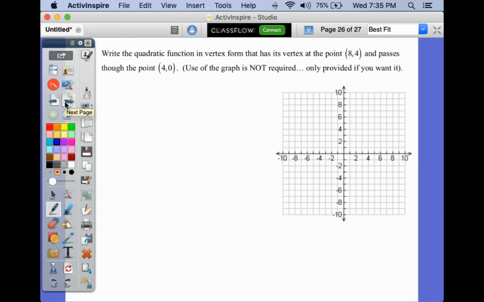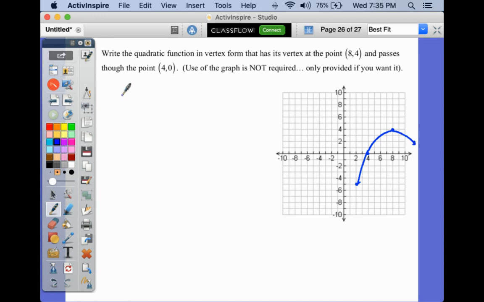Next one, write the quadratic function in vertex form that has its vertex at 8, 4, and passes through the point 4, 0, right there. So I know I've got some sort of parabola. That's not drawn very well. I'll redraw that. I know I've got a parabola that looks something like that, and of course it's going to do the same thing off the graph onto the other side.